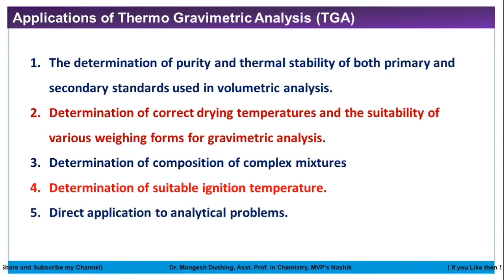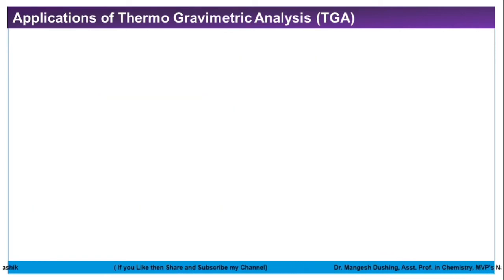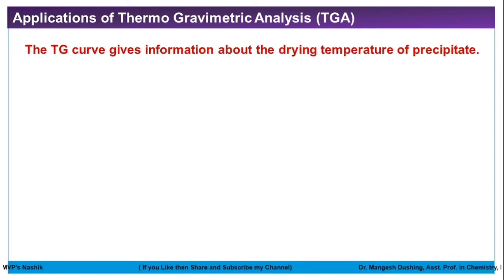The fifth is the direct application to analytical problems. This can be used for the identification or determination of particular components present in a mixture. So this can be used for direct calculation for analytical problems. Now we'll see in detail the applications of thermogravimetric analysis. The curve gives information about the drying temperature of the precipitate.